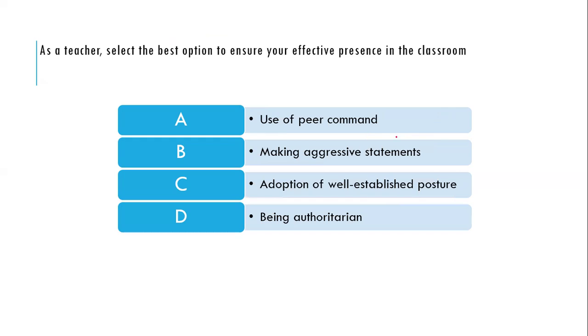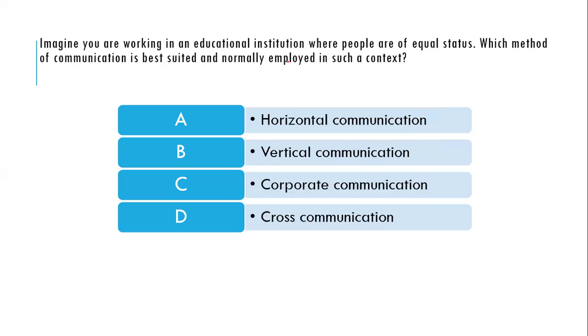We have already seen this question, I think. As a teacher, select the best option to ensure effective presence in the classroom. We have already seen this question in communication: use of peer command, making aggressive statements, being authoritarian, but adoption of well-established posture. The same question was discussed in communication, during classroom communication, and also asked in the teaching and learning section. Imagine you are working in an educational institution where people are of equal status. Which method is communication? Okay, this is communication.